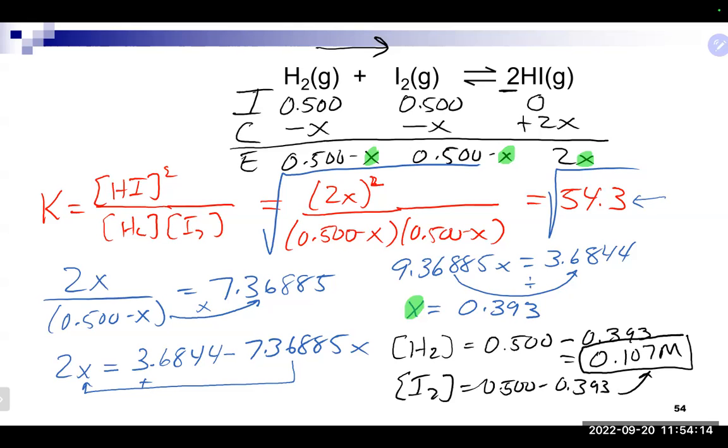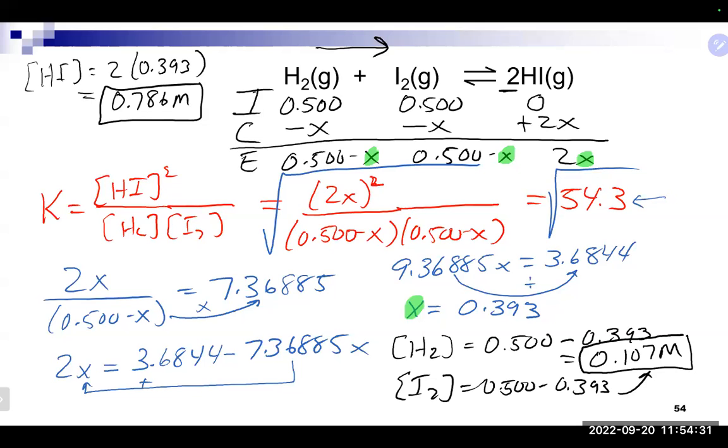And then since I ran out of room, I'll go top left here for our HI. That is equal to 2 times x. And for our HI, that would get us 0.786 molar here for equilibrium. Any questions on any of those things there, parts of the calculation?